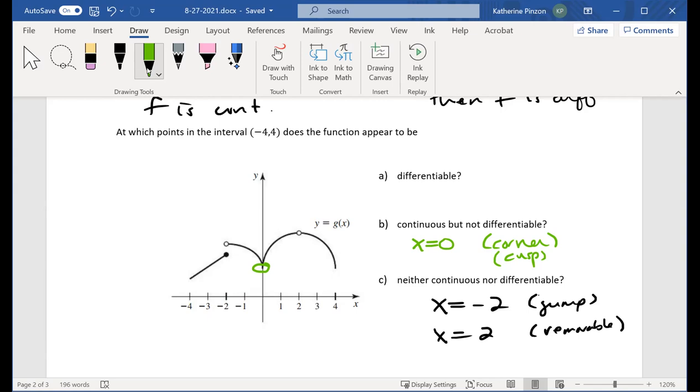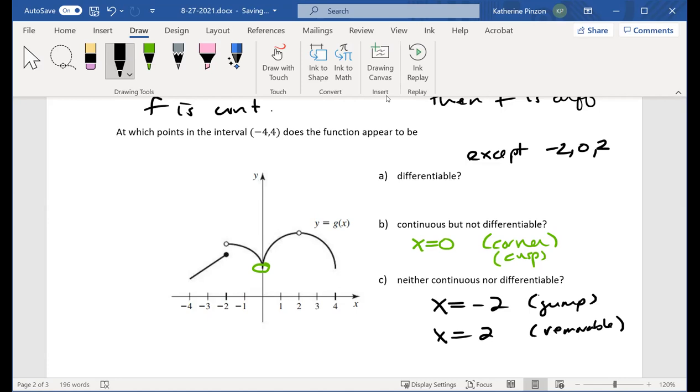So do you agree that everywhere else, this function is differentiable? All the points over here, this function is differentiable. All the points between here and here, this function is differentiable. All the points here, this function is differentiable. And all the points over there, this function is differentiable, yeah? So everywhere except, if I write it in words, I could say except -2, 0, and 2.